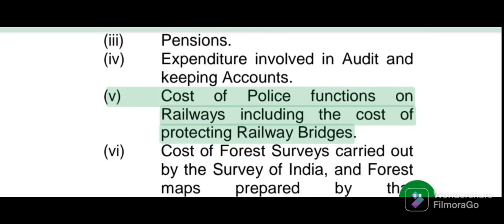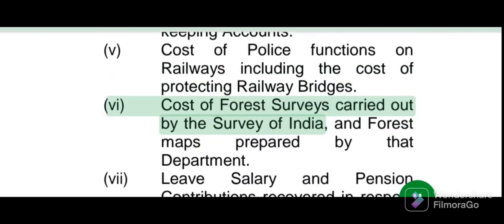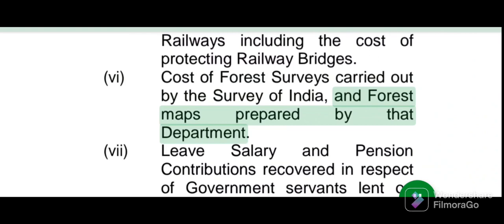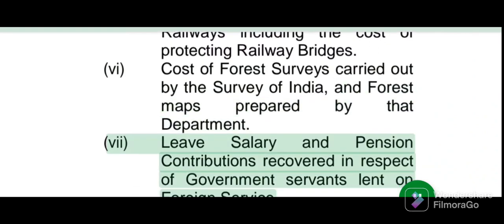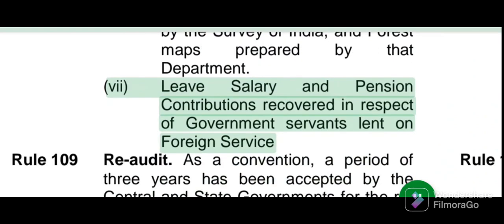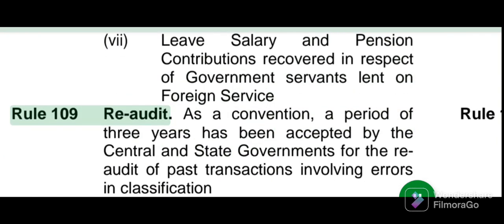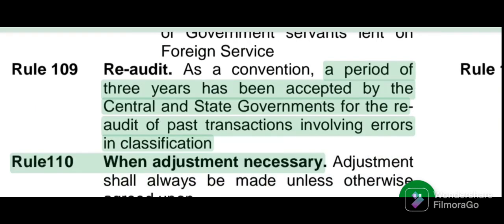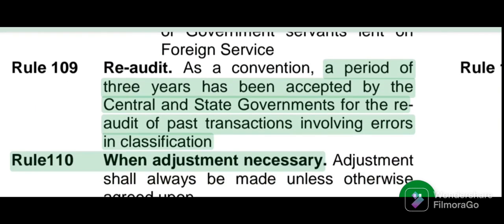Cost of police functions on railways including the cost of protecting railway bridges. Cost of forest surveys carried out by the Survey of India, and forest maps prepared by that department. Leave salary and pension contributions recovered in respect of government servants lent on foreign service. Rule 109: Re-audit. As a convention, a period of 3 years has been accepted by the central and state governments for the re-audit of past transactions involving errors in classification.